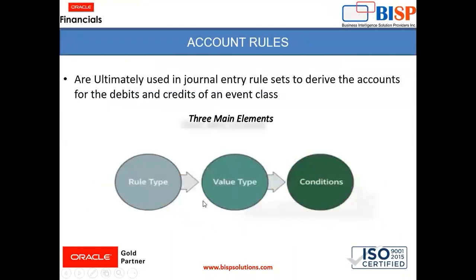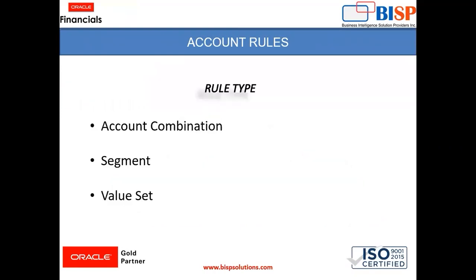So what are account rules? They are ultimately used in journal entry rule sets to derive the accounts for the debit and credits of an event class. So account rule helps to derive the accounts for debit and credit while we are creating a journal entry rule sets. And there are three main elements in this account rule creation: rule type, value type, and conditions.